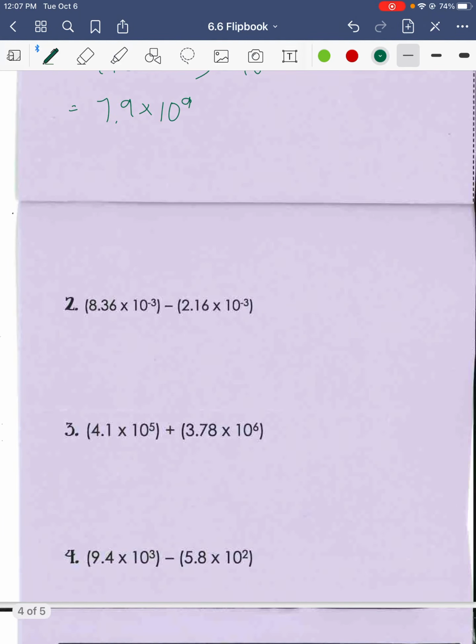Okay? Same thing with subtracting. We're going to do, so we have the same exponent here, so we'll do 8.36 minus 2.16. We're just subtracting the two numbers, the multipliers out front, and then we'll keep the powers the same. So here we're going to have 6.2 times 10 to the negative third.